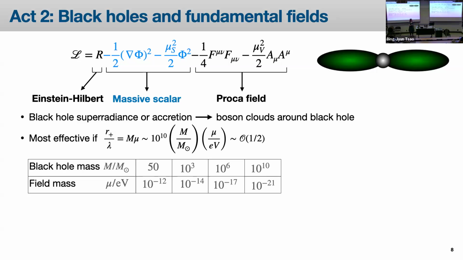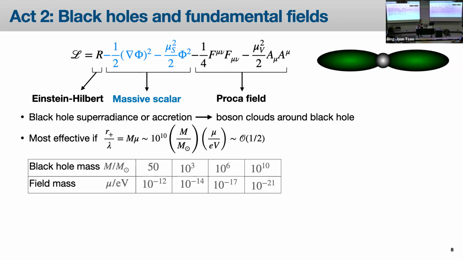So if I have a stellar mass or heavy stellar mass black hole like we observe with LIGO, then this ratio would tell me that I'm sensitive to fields with masses of 10 to the minus 12 electron volts. If I go all the way up to supermassive black holes with 10 to the 10 solar masses, then I might be sensitive to fields with masses of 10 to the minus 21 electron volts.